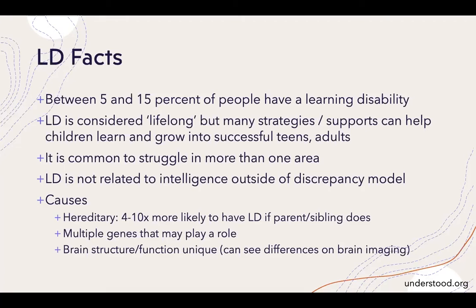Learning disorders are hereditary, though. A student is 4 to 10 times more likely to have a learning disorder if a parent or sibling does. There are some genes that may play a role. Again, there's not a lot of help that we can get from going down that path, but there are genes that have been identified that can play a role. And then brain structure and function is actually unique in children with learning disorders. And we can actually see differences on brain imaging in terms of the functions of different parts of the brain. And I think that's nice just to understand, because it shows us that we all have different brains and they all function a little bit differently, and that there are physiologic reasons that a student may learn in a unique way or have a learning disorder.